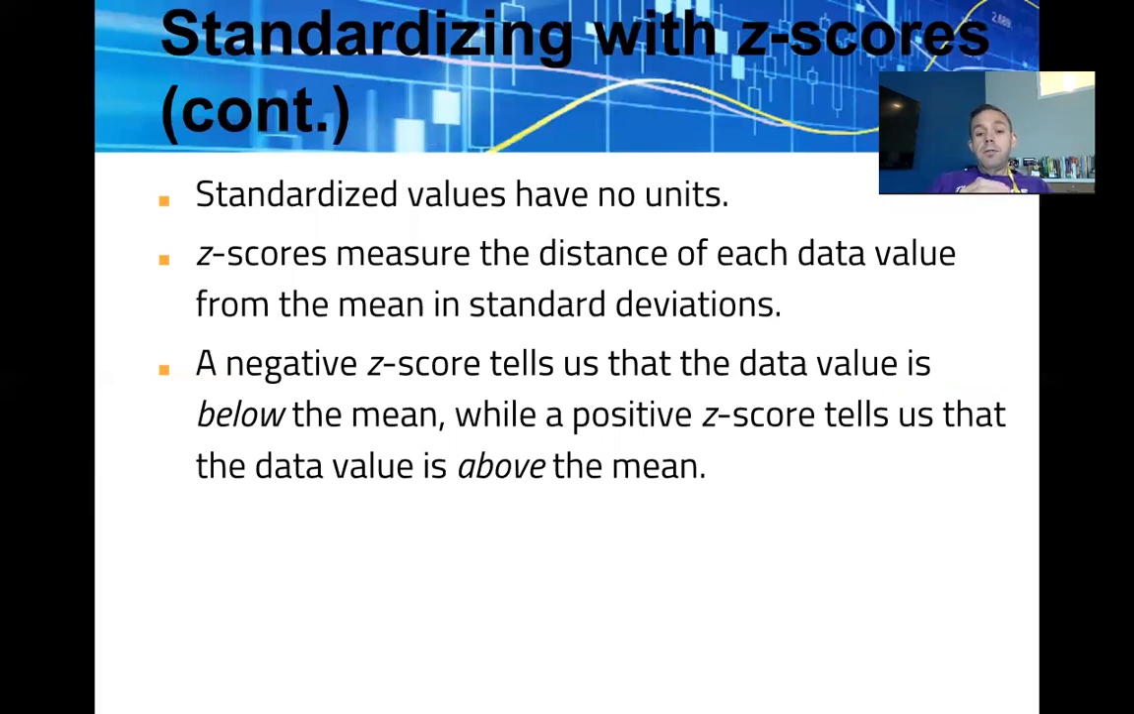If you notice on a ruler, there are units like inches or centimeters. Well, in statistics, we have a similar ruler, but this time our units are standard deviations. So a negative z-score tells us that the data value is below the mean, while a positive z-score tells us that the data value is above the mean. If we've got a z-score of 0, that means it was the mean value.